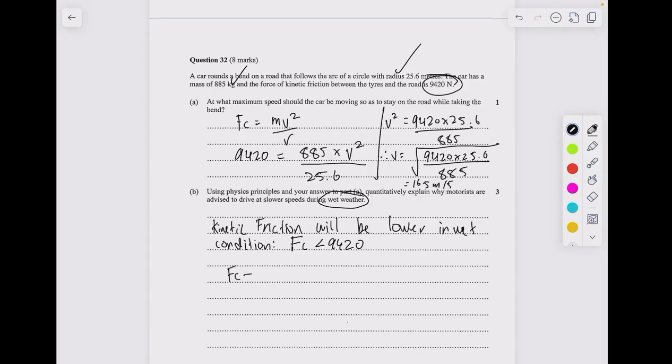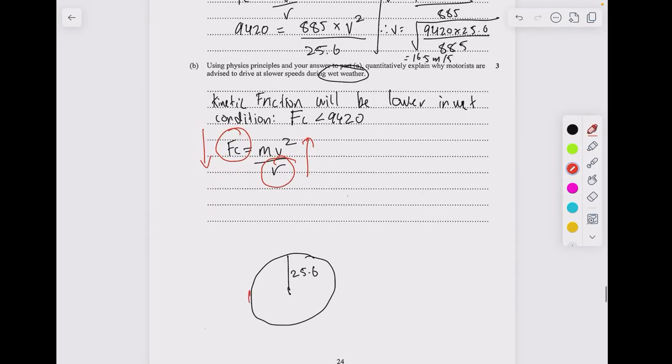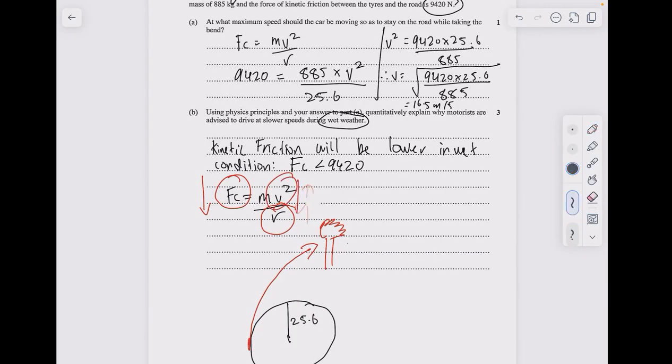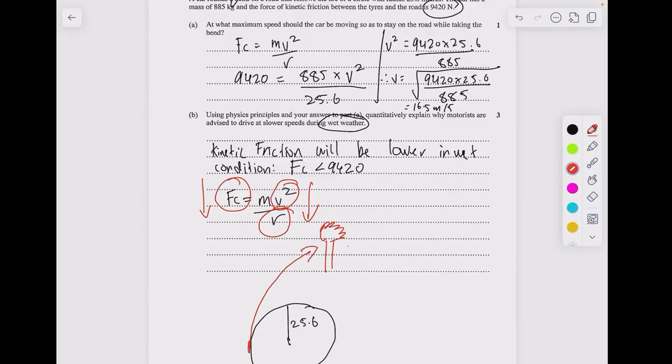Now we can use our centripetal force formula to prove that if this is lower and your velocity stays the same, your radius is going to increase. If your radius increases, what that means is this car is going to veer off the bend, and it's going to end up, say, crashing into a tree. So for the radius to be maintained at 25.6, your velocity has to be reduced. Another way you can explain that is keeping r constant, velocity has to be reduced to keep r constant at 25.6. And that's why a motorist is advised to drive at slower speeds during wet weather so as to maintain a constant radius according to the centripetal force formula.